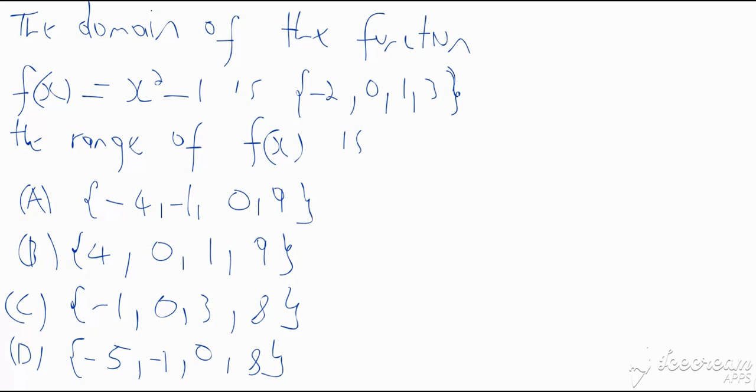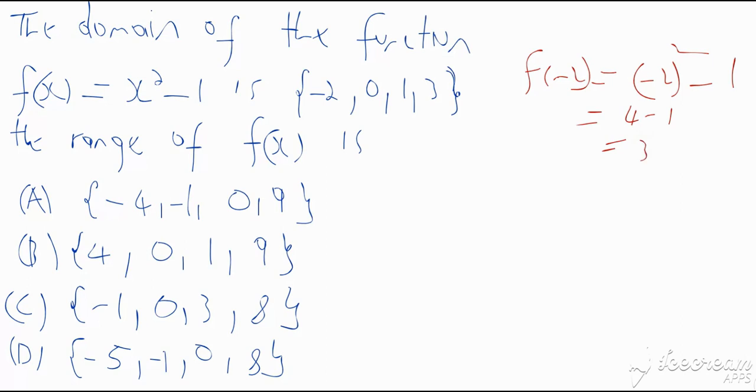Now, because we have the function, we have the domain values. All we have to do is input these domain values inside of the function and see what happens. So we could input negative 2 first. f of negative 2 would be equal to negative 2 squared minus 1, which is equal to 4 minus 1, which is equal to 3.